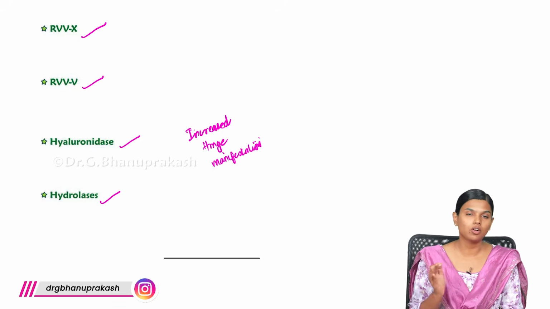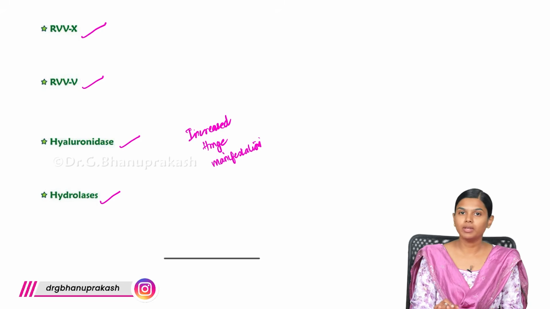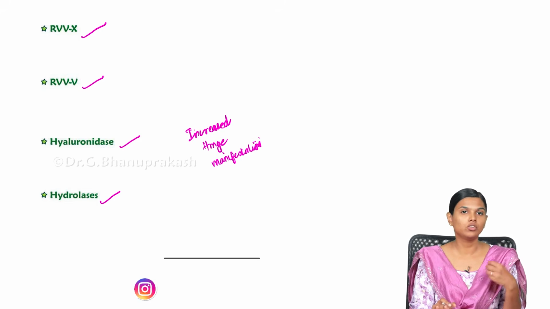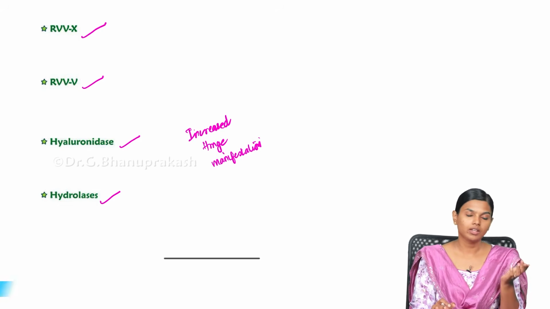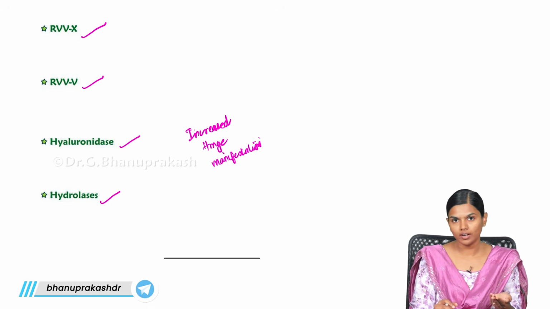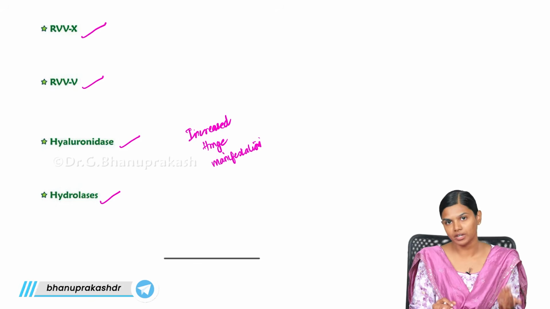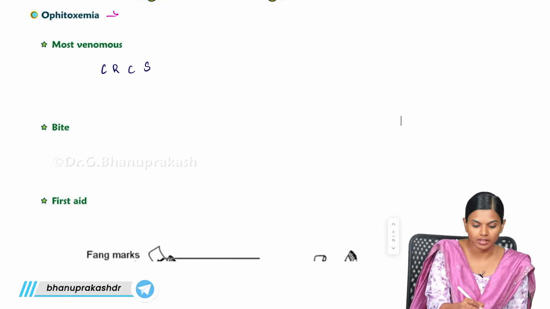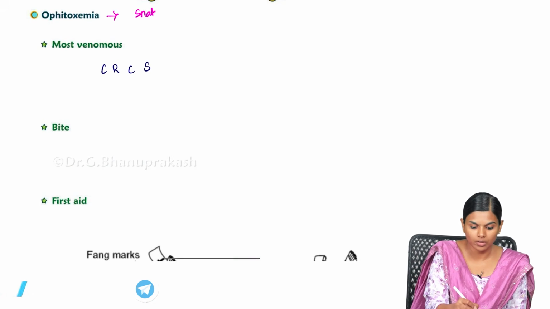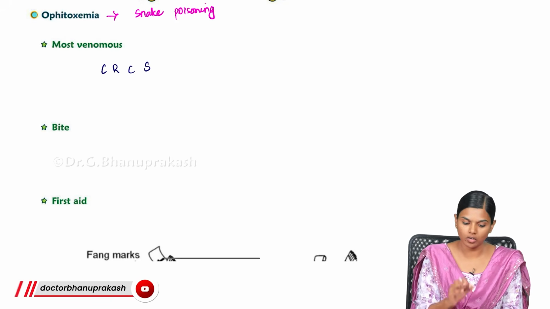Because of these enzymatic and non-enzymatic compounds, you will be experiencing all the symptoms. Neurotoxic venom will act presynaptically and postsynaptically. They will have procoagulant components leading to increased hemorrhagic manifestation. And ophitoxemia is snake poisoning. All the symptoms that you get because of a snake bite, that is ophitoxemia.